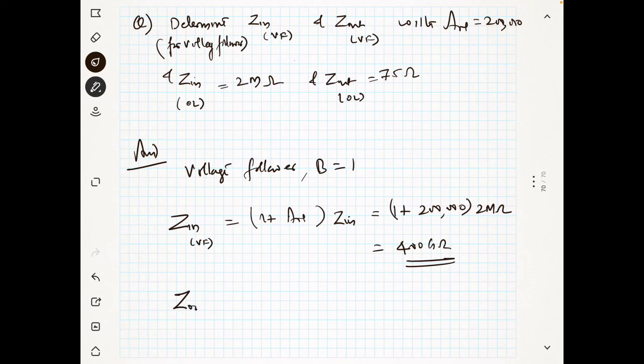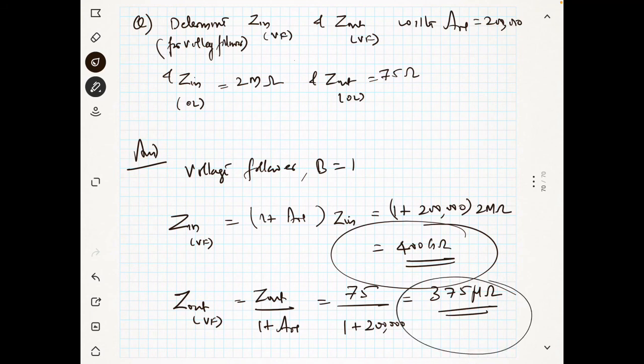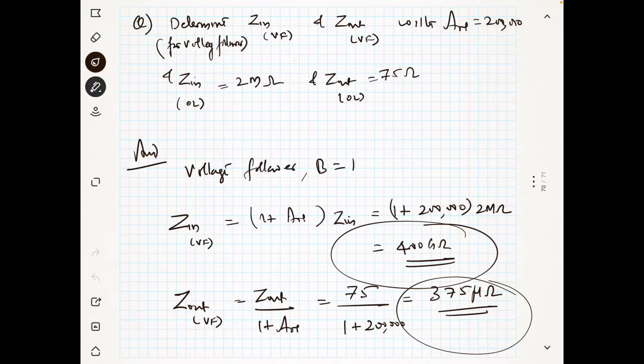And Z out for the voltage follower is equal to Z out divided by 1 plus AOL, which is equal to 75 divided by 1 plus 200,000, which is equal to 375 micro ohm. It's almost zero. It's very high for input impedance and very low for output impedance. This is the condition that we need. I hope this is clear to you. We will see one more thing. After that we will wind up this lecture.